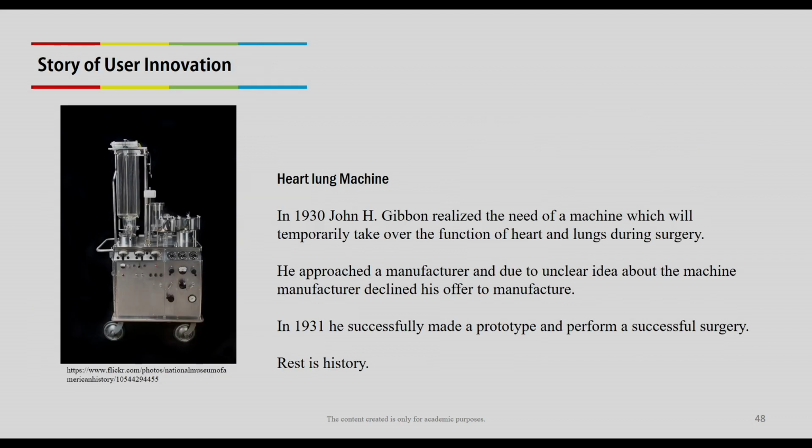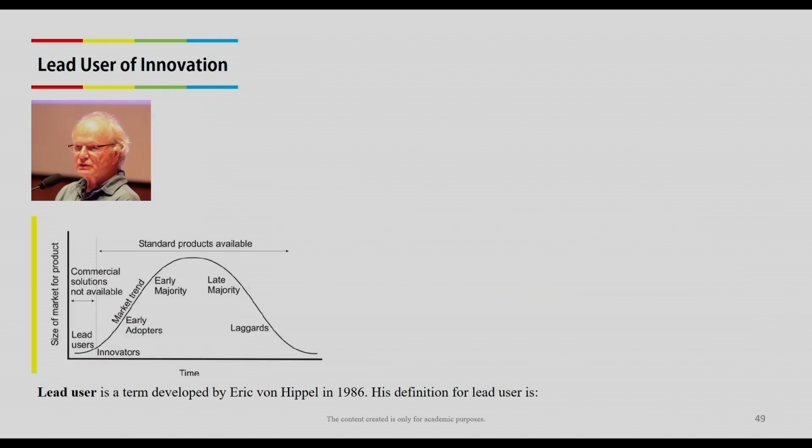Let us see one story. In 1930, John Gibbon realized the need for a machine which would temporarily take over the function of the heart and lungs during surgery. He approached some manufacturers, and due to the unclear idea about the machine, manufacturers declined his offer to manufacture. In 1931, he successfully made a prototype and performed a successful surgery. Rest is history.